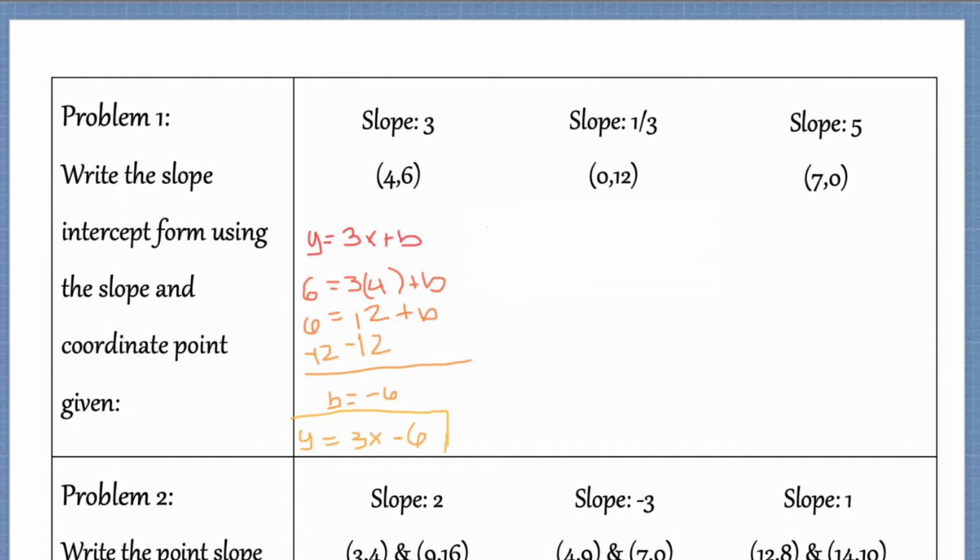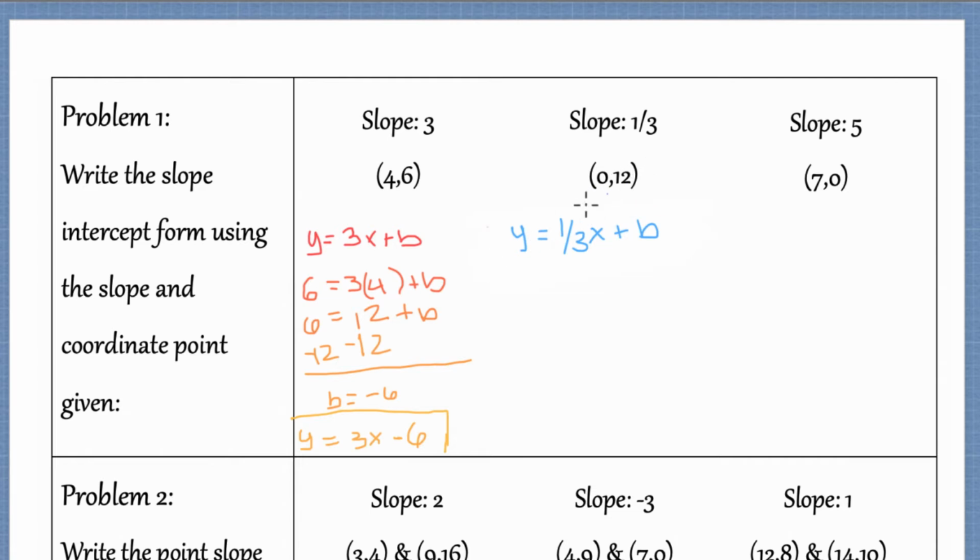Number 2 tells us the slope is 1/3, and it gives us the coordinate point 0, 12. So we're going to do the same thing we did before and write the equation with all of the variables that we already know. We already know the slope, so that's going to give us y is equal to 1/3 x plus b, because b is unknown. We're going to do, again, the same thing that we did in the previous problem and just plug in the coordinate points into their respective x and y values.